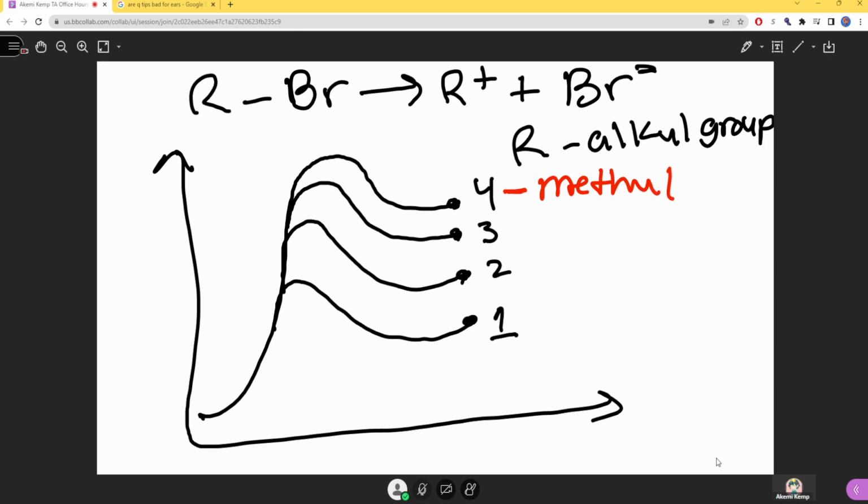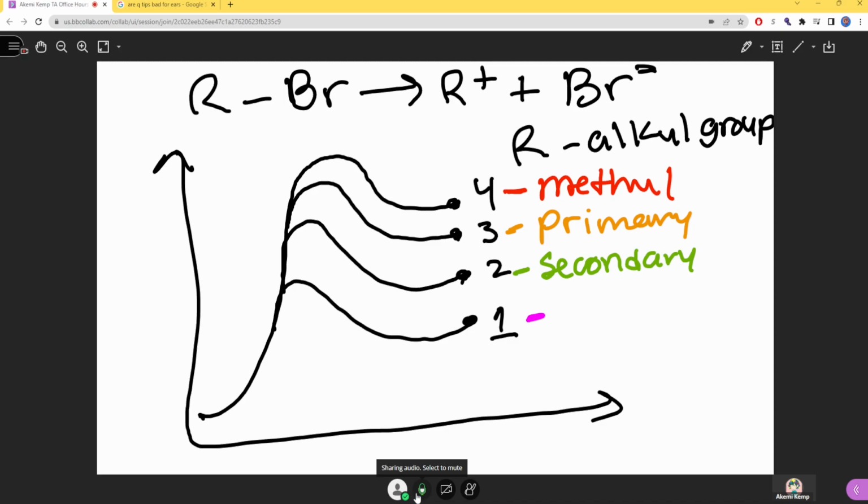Now, below methyl would be what? Primary. Yeah, 1. Right, your primary carbocation. After primary is? Secondary. Right, you have your secondary. And then your final is what? Tertiary. Right, tertiary.